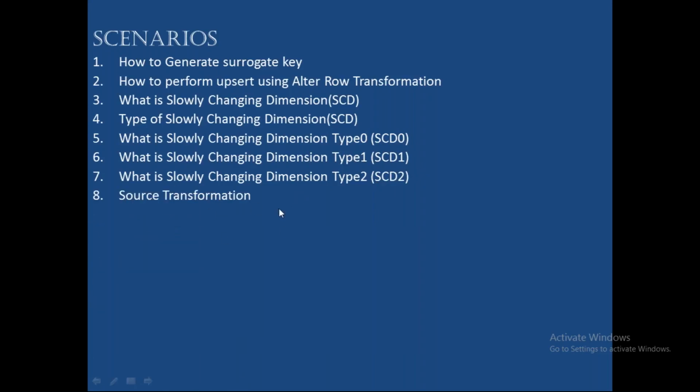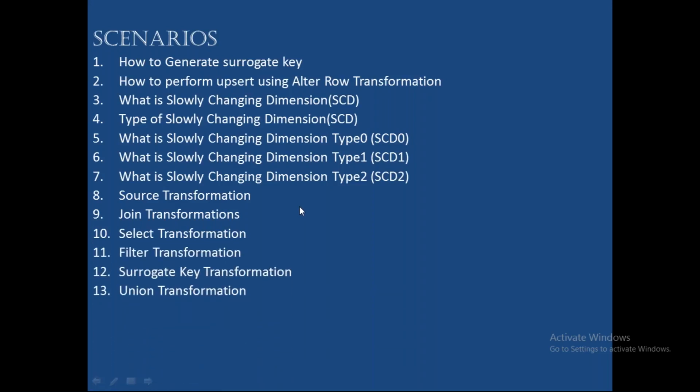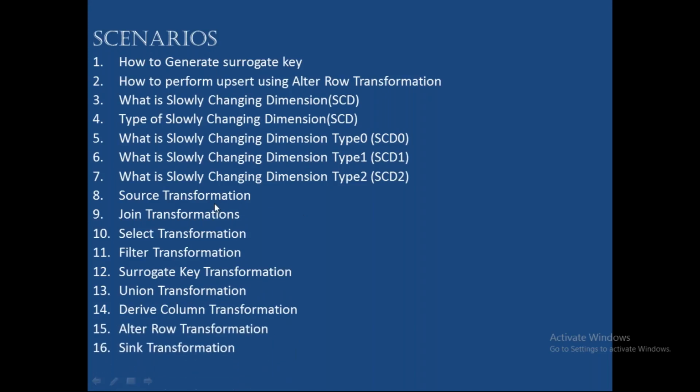In today's session, I am going to use many of the transformations that we have come across so far. We learned a lot of things, and I'm trying to use all those transformations today. There is a more efficient way to do this particular lab, but I'm trying to use most of the transformations. I'm going to use the source transformation, join, select, filter, surrogate key, union, derived column, alter row, and sink transformation. The number of transformations I'm going to use is a total of 9 unique transformations. Whatever we have in data flow, I'm going to use to build this particular lab.